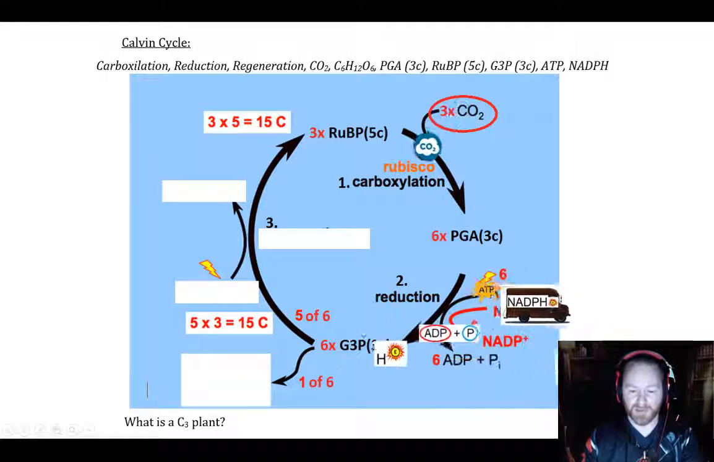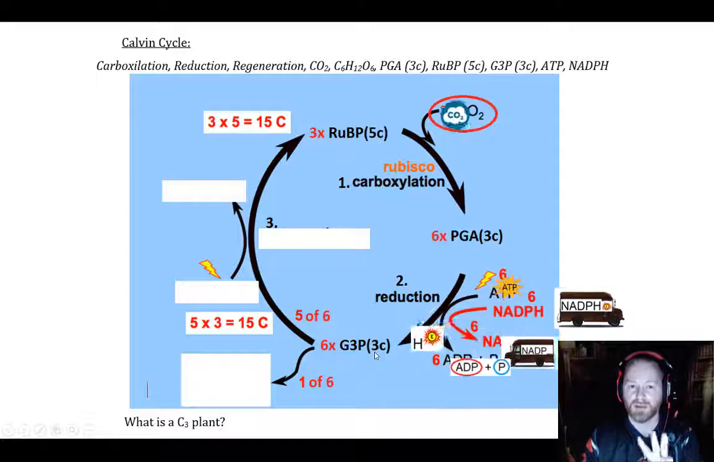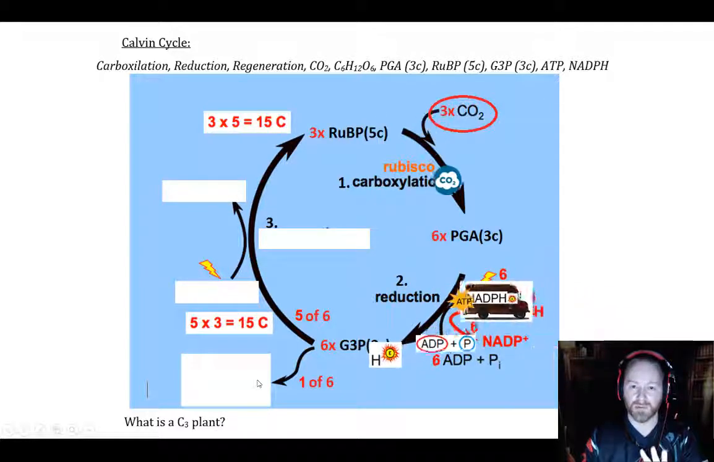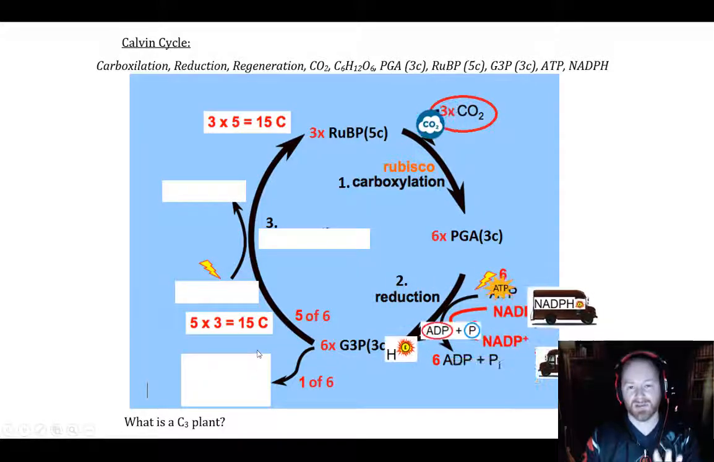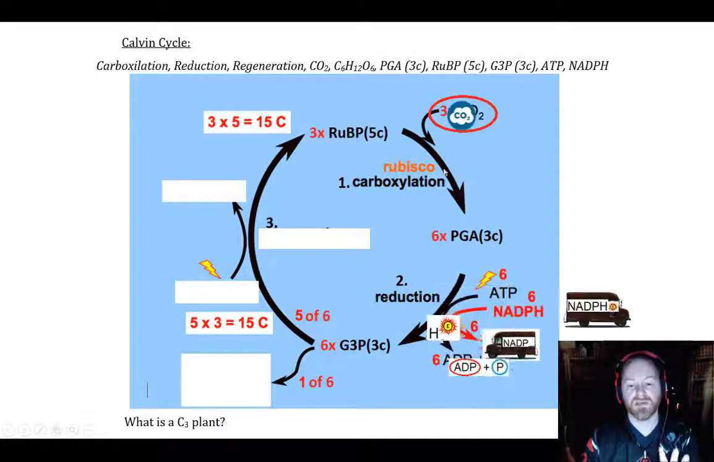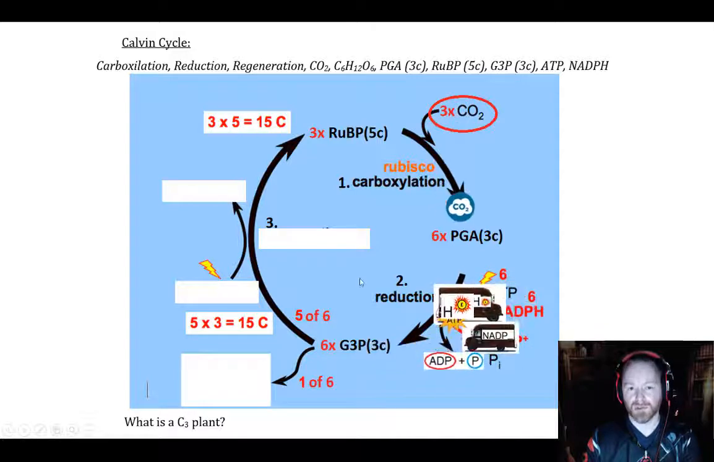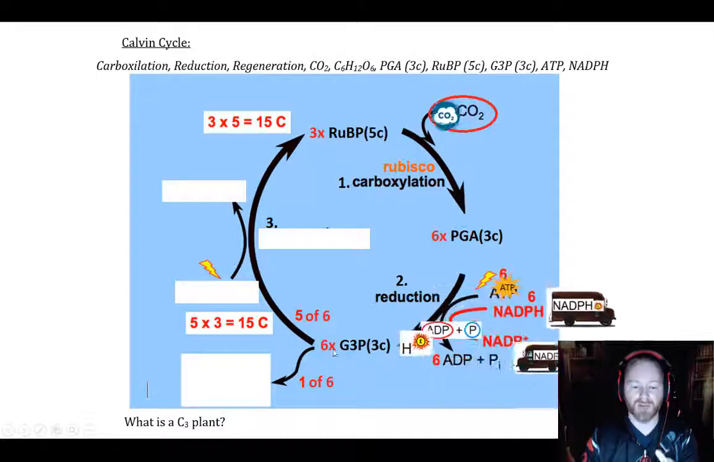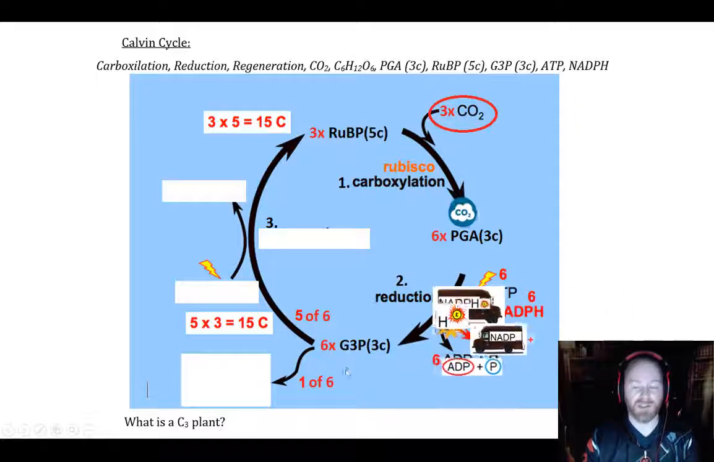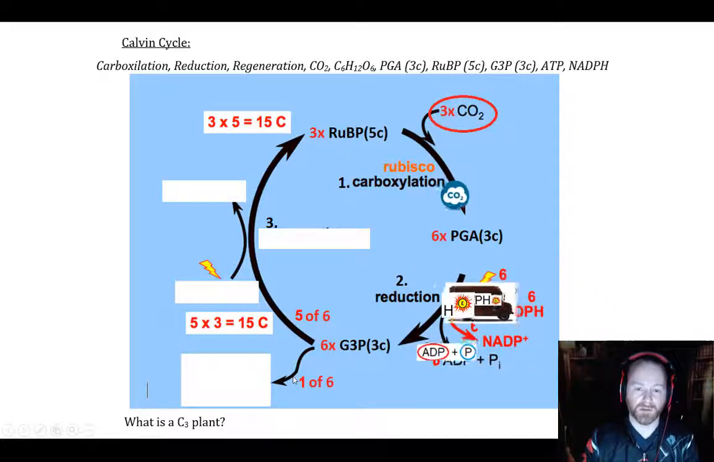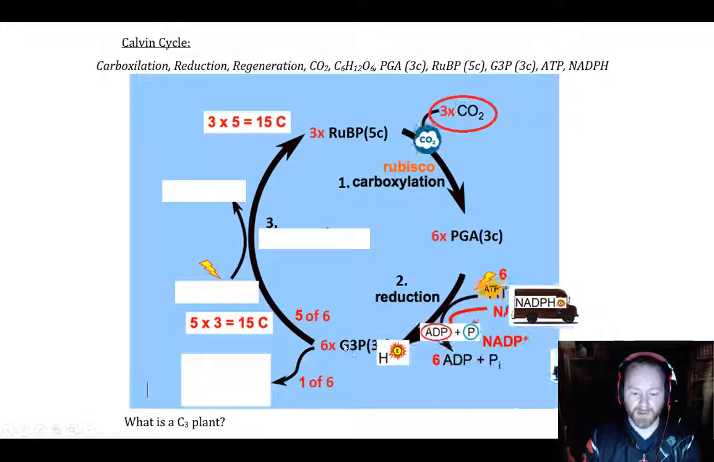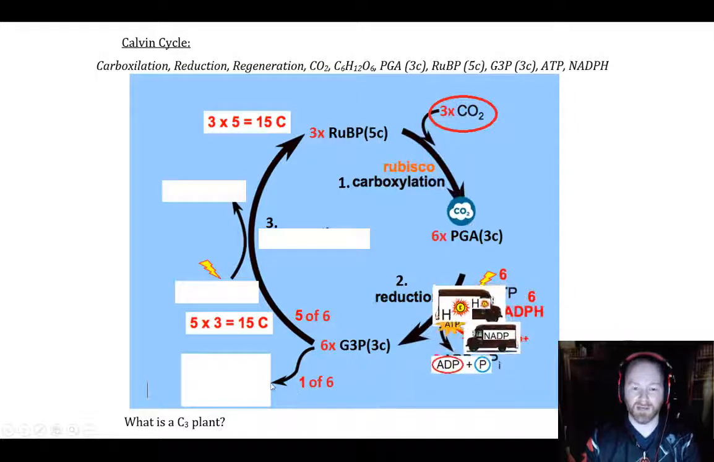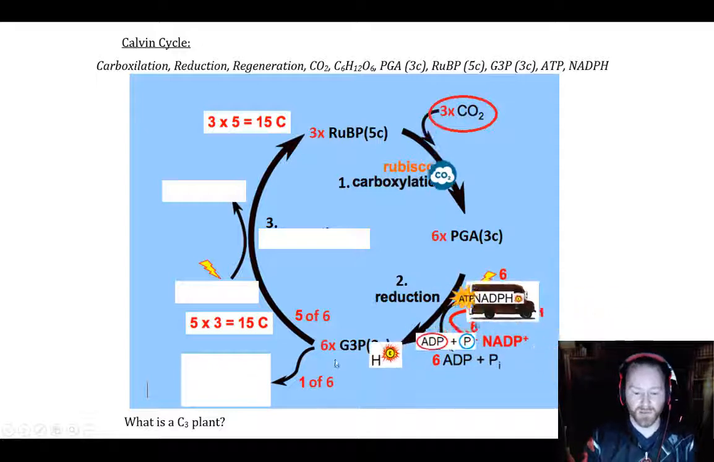But looking at the G3Ps, they're only 3 carbons. 1 of those per turn is going to be used towards glucose, but glucose needs 6 carbons. So it stands to reason that it would take 2 turns of this wheel to make 1 glucose molecule. It would take 2 G3Ps to make 1 glucose molecule. So that'd be 3 carbons for the first one, 3 carbons for the second one, and then we add those together, and we end up with our 6-carbon glucose.